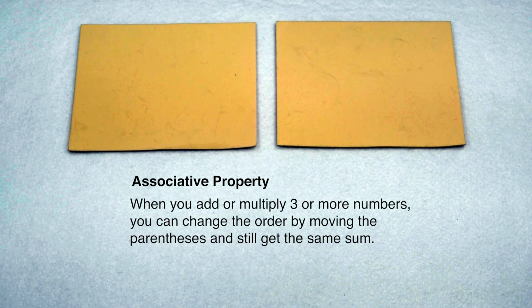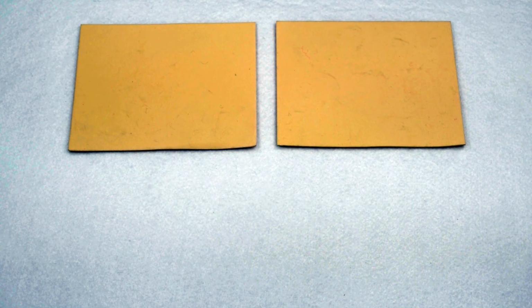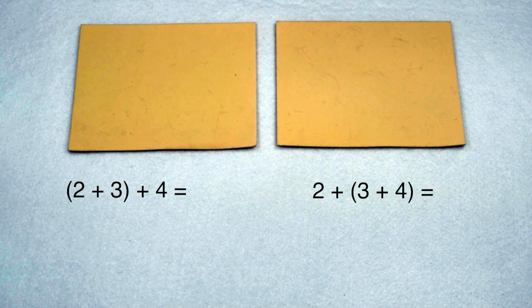The associative property tells us that when adding or multiplying three or more numbers, you can change the order you add or multiply by moving the parentheses and still get the same result. Well, let's test this one out with addition. We want to see if the sum of 2 plus 3, then added to 4, is going to be the same as 2 added to the sum of 3 plus 4.